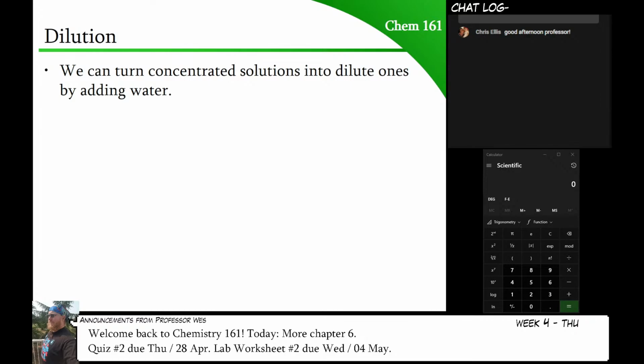You should also be able to see your results because when I unlock it and I check a box, I release all the answers, and you should be able to go in and see what your answers were compared to the correct answers in the assignments tab. Lab worksheet number 2 is going to be due Wednesday, May 4th.